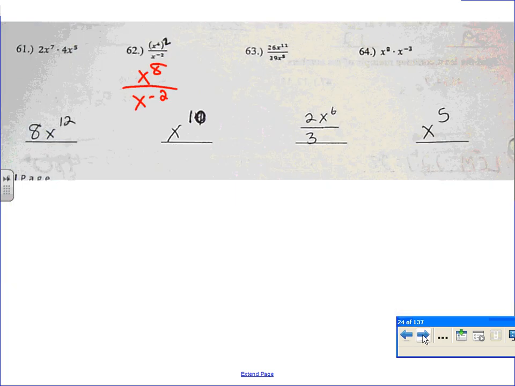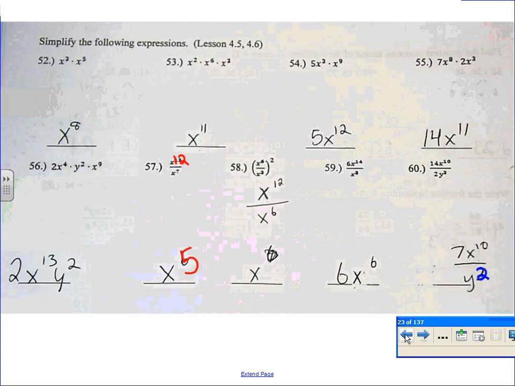62, x to the 10th. 63, 2x to the 6th over 3. 64, x to the 5th. Abigail? 60 was 7x to the 10th over y to the 2nd. Steve?